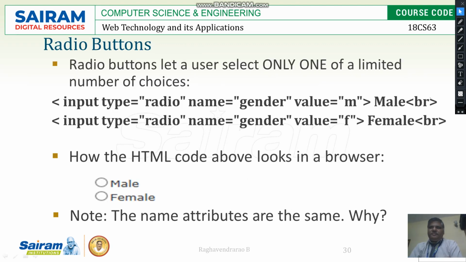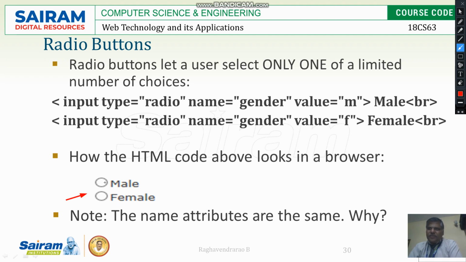So here is the example for that. Okay. So we can see that here you see radio buttons. Radio buttons are used to select only one of the limited number of choices. So there are two input boxes here. Okay, input type is radio. So the output you can see here. This is the output. So male, female.